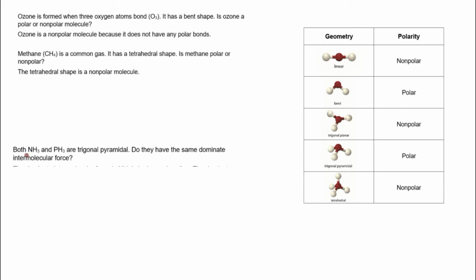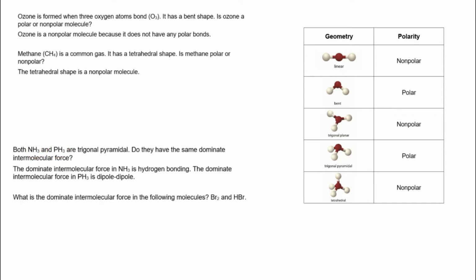Looking at ammonia, or NH3, I see that I have a nitrogen bonded to hydrogen. That means that hydrogen bonding is going to be our dominant force for ammonia. However, PH3, while it does have hydrogens, they're bonded to a phosphorus, which does not participate in hydrogen bonding. So its dominant intermolecular force will simply be dipole. So they do not have the same dominant intermolecular force, even though their structures are very similar.